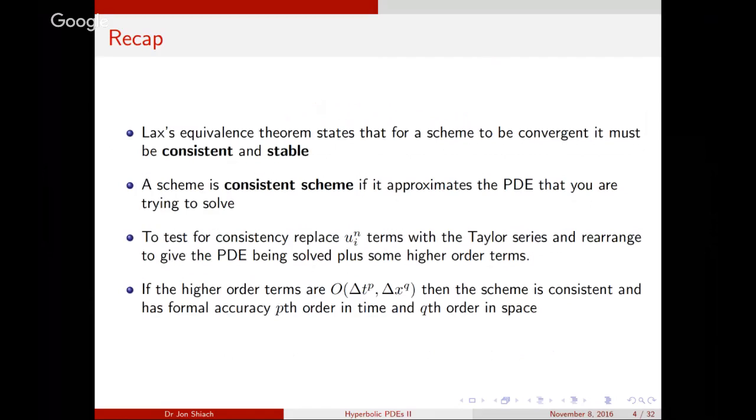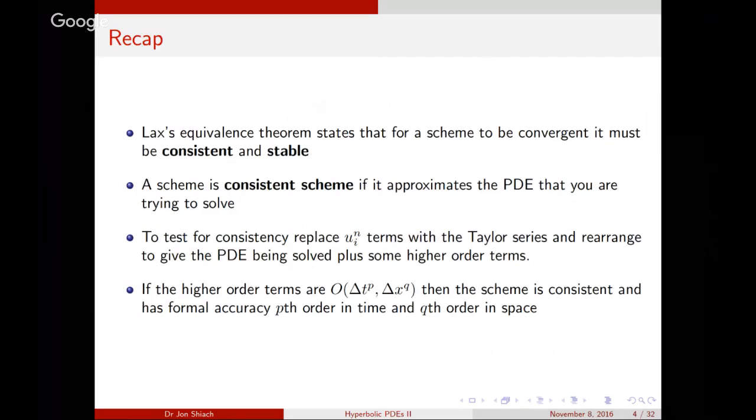Last week, we saw that a scheme is consistent if it approximates the PDE you're trying to solve. Okay, that might seem a little bit obvious. What's the point in using a finite difference scheme if it's not solving what we want it to solve? It can happen. Sometimes finite difference schemes and numerical schemes get complicated, and you're working on them, and the output you get is nothing like what you expect. You're like, oh, what's happening here? It might be because your scheme is not consistent.